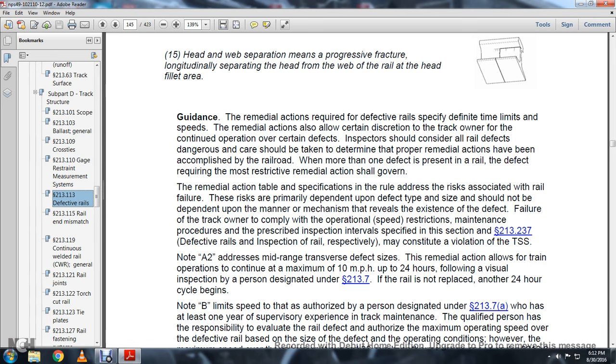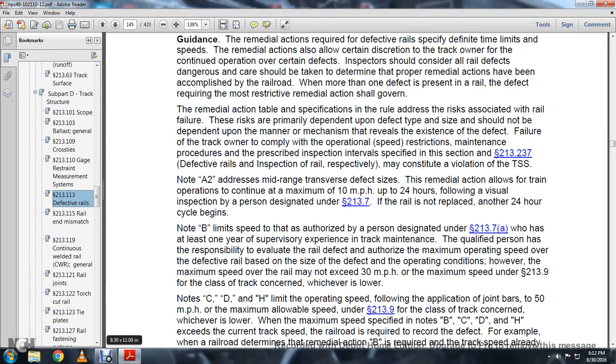Failure of the track owner to comply with the operating speed restrictions and maintenance procedures prescribed, and the inspection intervals specified in section 213.237, for defective rails may constitute a violation of the track safety standards. Notes A and A2 address a mid-range transverse defect size.